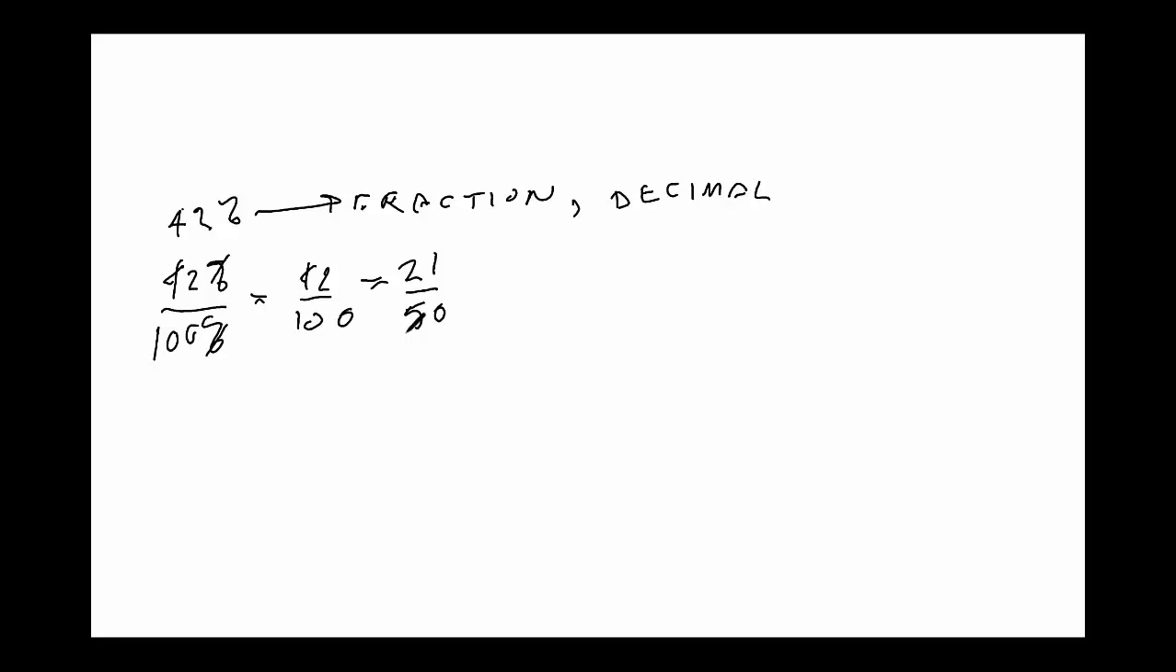Now, in order to put it as a decimal, the easiest way to do it is just divide it. We can just divide it on our calculator, and that will give us 0.42. Or we can go to our original one here, 42% over 100%, and we realize that if we divide 42% over 100%, we also get 0.42.